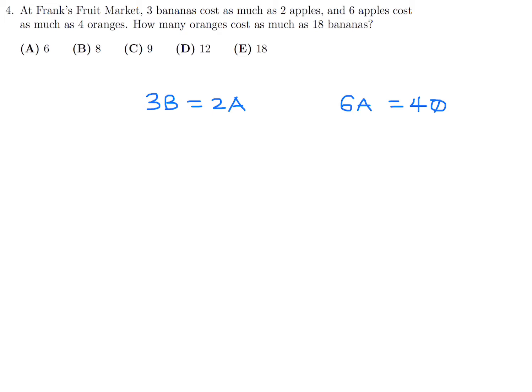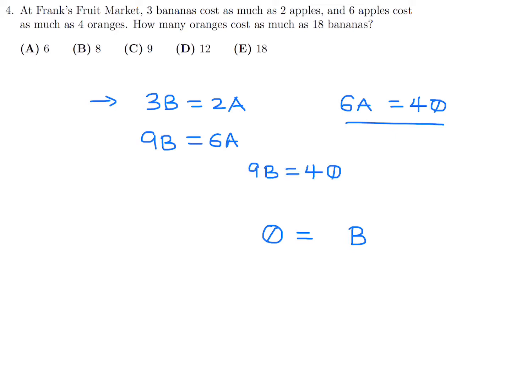So we want to figure out a relationship between oranges and bananas, so O and B. Well, we want to therefore get rid of the A's. Looking at this, just manipulate these. So multiply this guy by 3. That'll give me 9B is equal to 6A. And because I've got 6A over here, I can let this equal to that. So that means that 9B is equal to 4O.